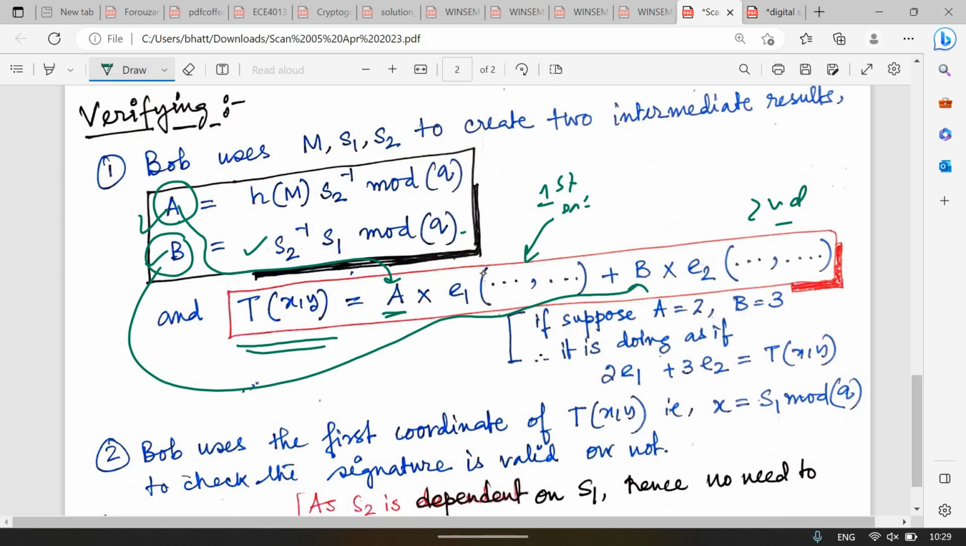Based on that, whatever you are getting as T(x, y), the first coordinate x should be equal to S1. That's the logic. The first coordinate of the final value T(x, y), the x, should be equivalent to S1. And if it is matching, we will say yes, it is okay. Because if S1 is correct, S2 definitely will be correct because S2 directly is dependent on S1. Alright, so that's why we can choose only one step to verify the signature compared to the other cases where we are checking for more than one step.